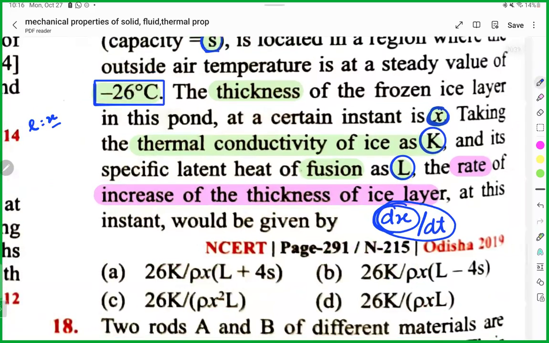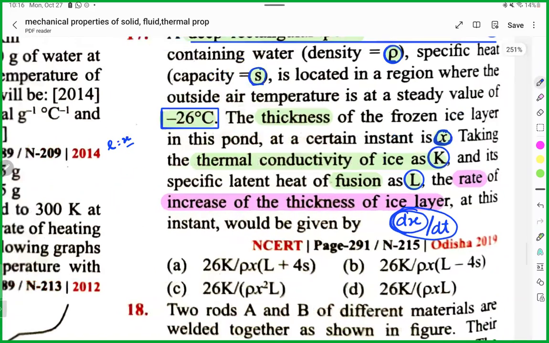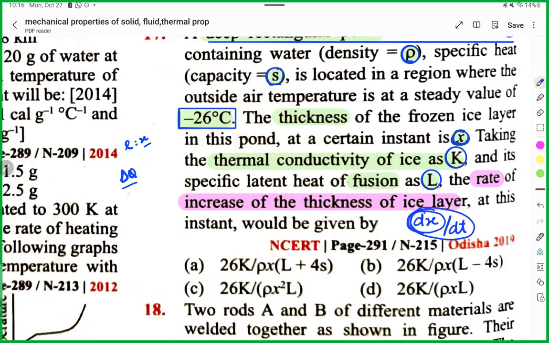So according to this question, what will you do? Delta Q by delta T is K A delta T by length. So this heat is equal to mL, and mass you can convert into density and volume. K is fixed, area will be cancelled out. Change in temperature is 0 and minus 26 degrees Celsius, and length value is equal to x.